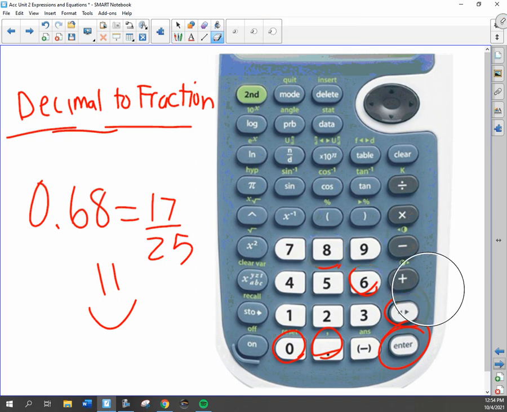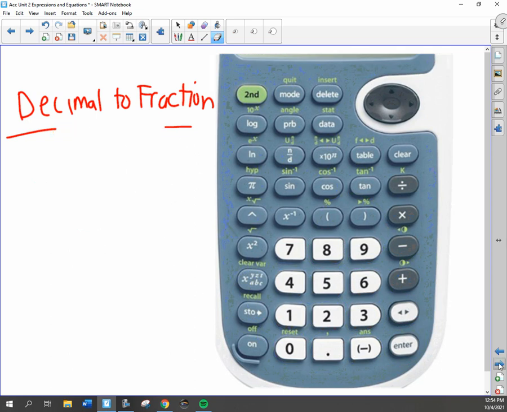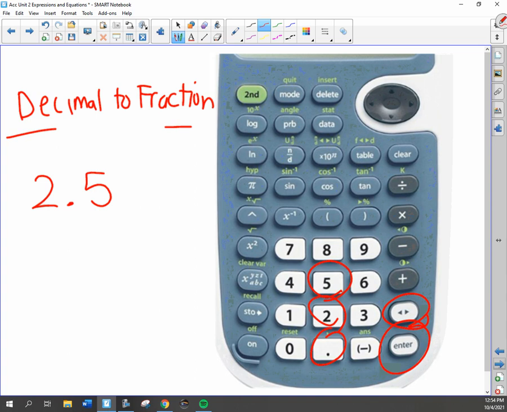Okay? What if you had a whole number there? Same way. So decimal 2.5. So 2.5. Arrows, enter. And it gives you, let me do it really quick, 5/2. Isn't that a fraction? Yes, it is a fraction. Is it a proper fraction? No. But guess what? You can leave it just like that and I'd be happy.